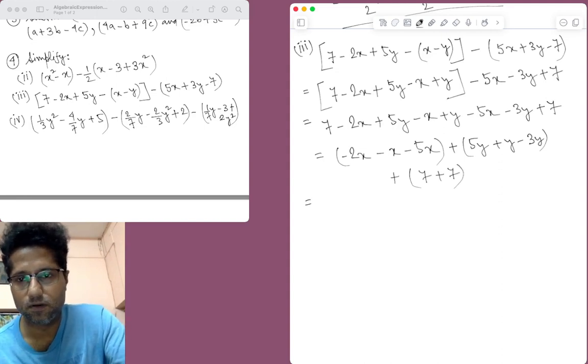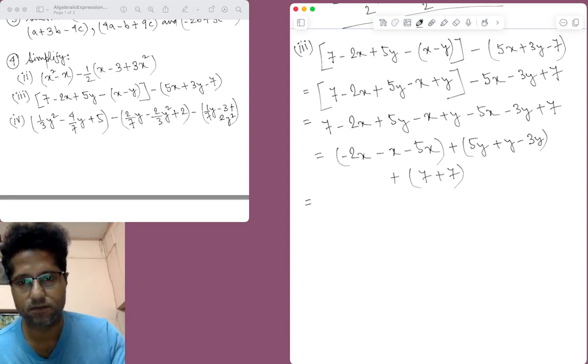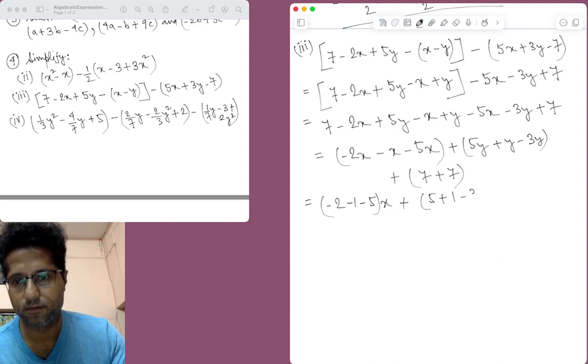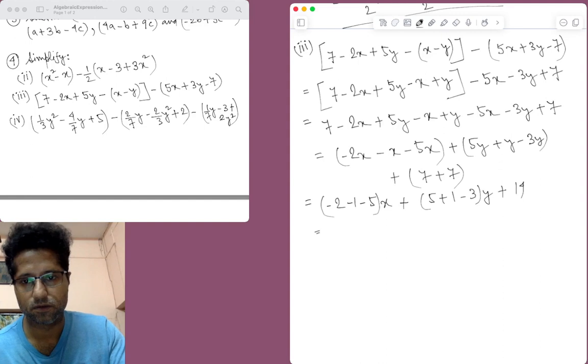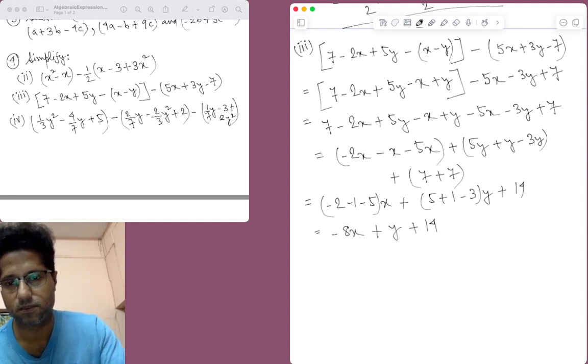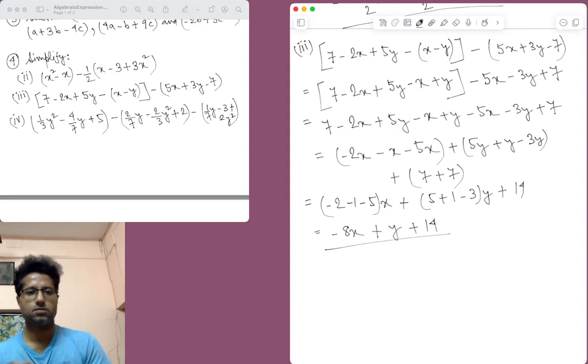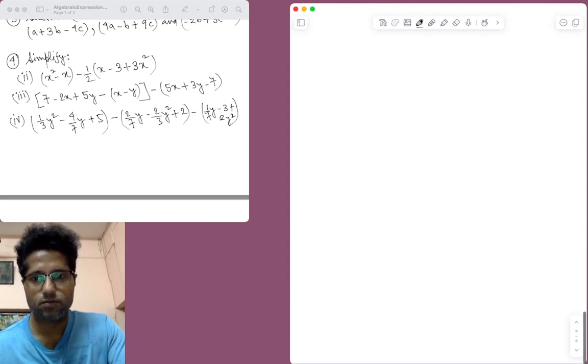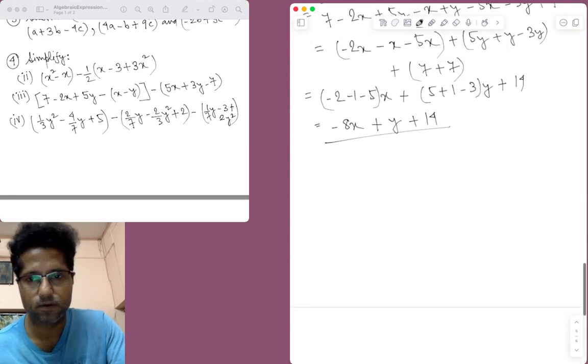So now if we simplify the addition of the like terms, it becomes (minus 2 minus 1 minus 5) into x plus (5 plus 1 minus 3) into y, and 7 plus 7 is 14. Now this becomes minus 8x plus, 4 minus 3 is 1, so y plus 14. So this is the result. Okay, let's do part 4.